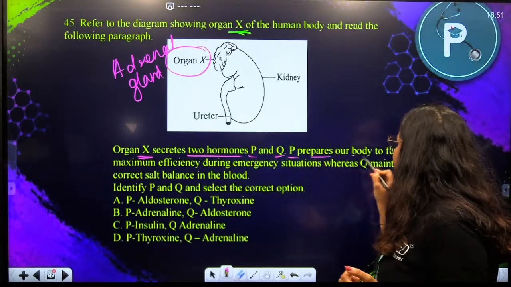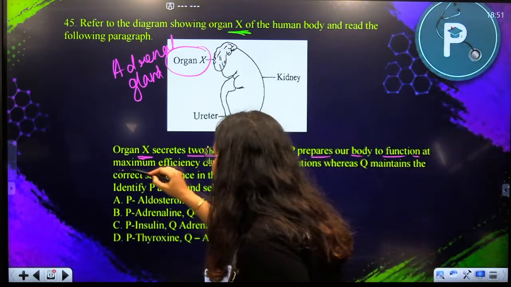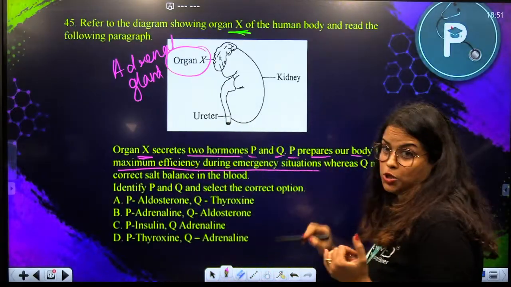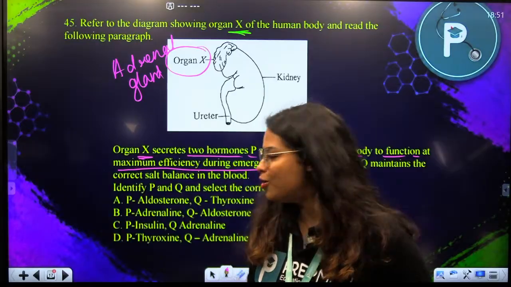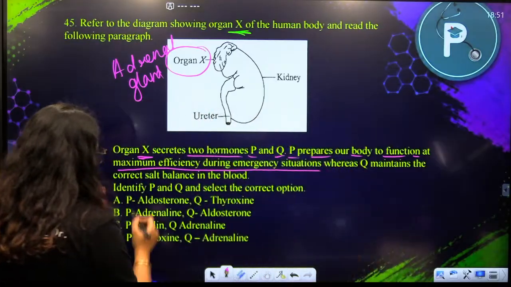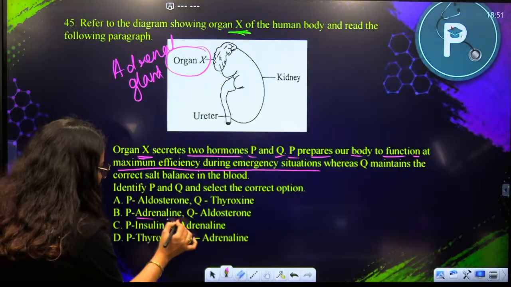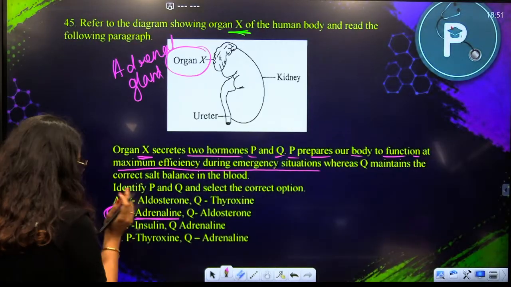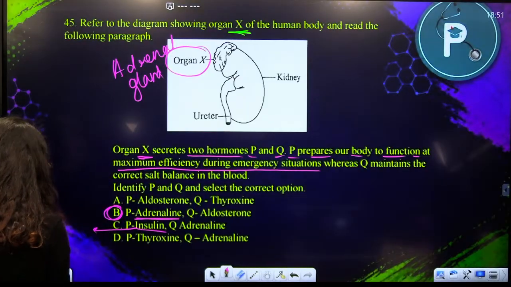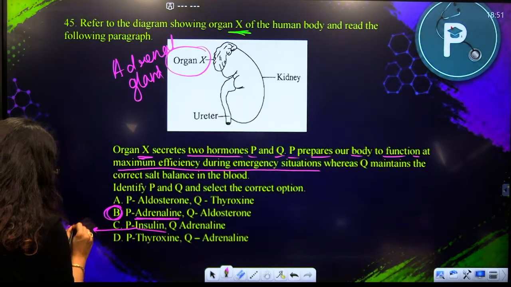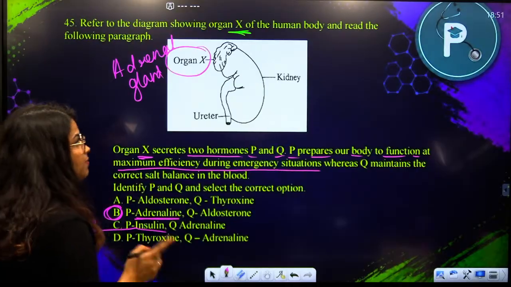P prepares our body to function at maximum efficiency during an emergency situation. That means they are talking about an emergency hormone, a stress hormone. So fear and fight hormone. So it can't be aldosterone, it can be adrenaline. Only one option. Why not insulin? Because insulin is produced by the pancreas. It is secreted by the pancreas and not by the adrenal gland.